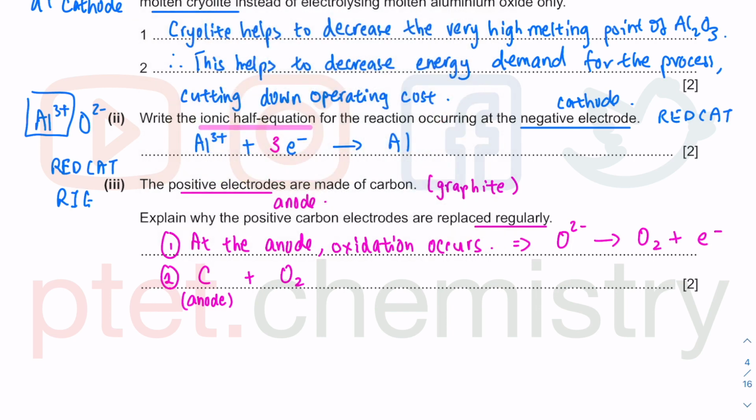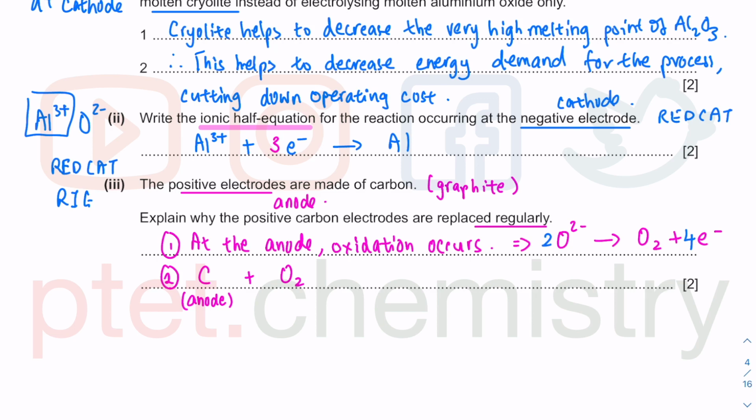Balance the equation, balance the atoms first. Because of 2 oxygen, I put 2 oxide ions. Because of 2 oxide ions, minus 2 for each ion. Minus 2 times 2 is minus 4. No charge for the molecule. I do need 4 electrons there. Having done that, we produce oxygen at the anode. This is the oxygen that you produce at the anode.